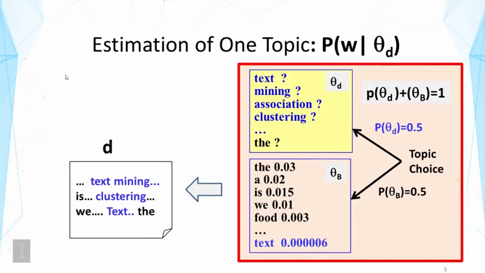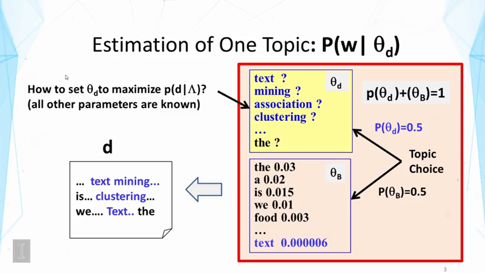So this is now a familiar scenario of using a two-component mixture model to try to factor out the background words from one topic word distribution here. So we're interested in computing this estimate, and we're going to try to adjust these probability values to maximize the probability of the observed document. And note that we assume that all the other parameters are known. So the only thing unknown is these word probabilities given by theta sub d. And in this lecture, we're going to look into how to compute this maximum likelihood estimate.